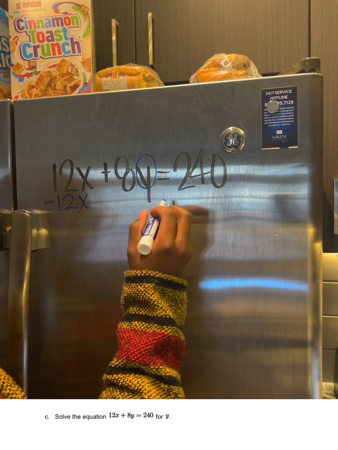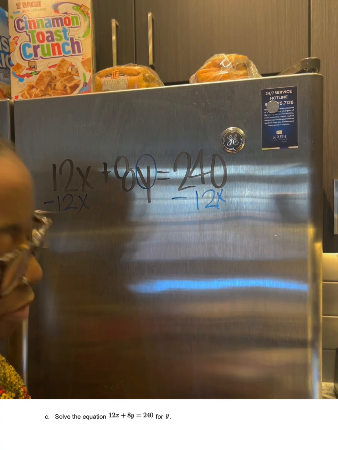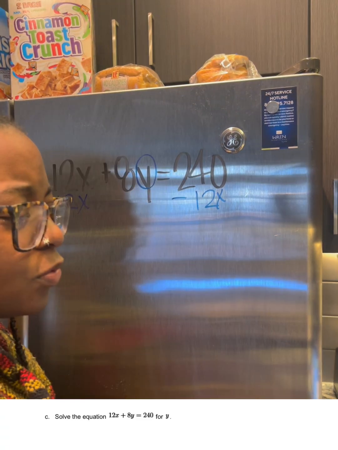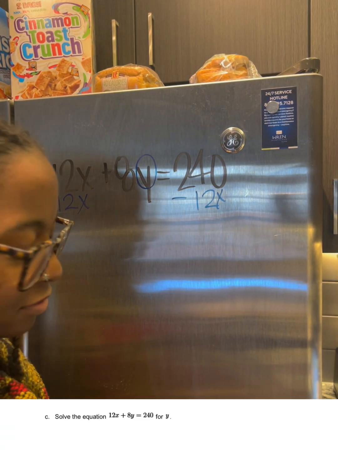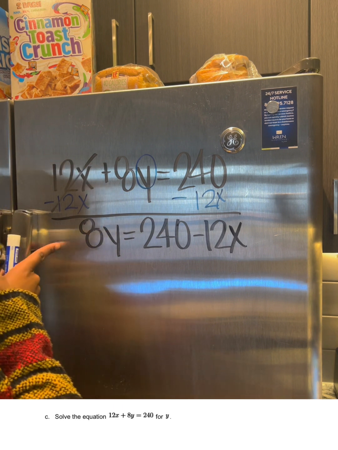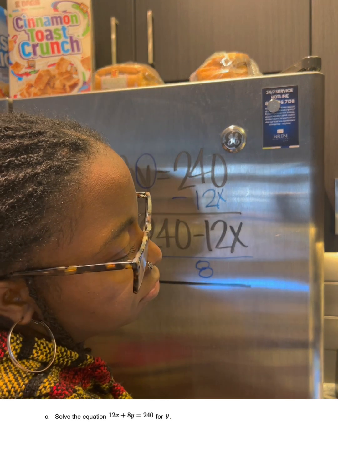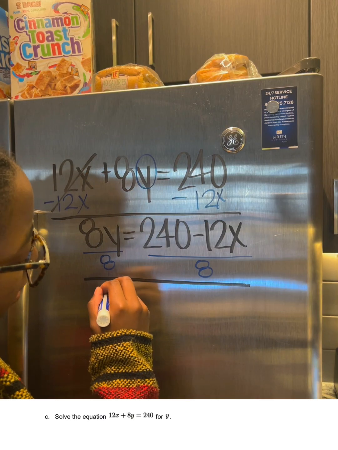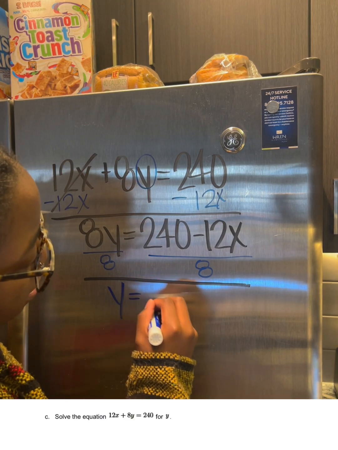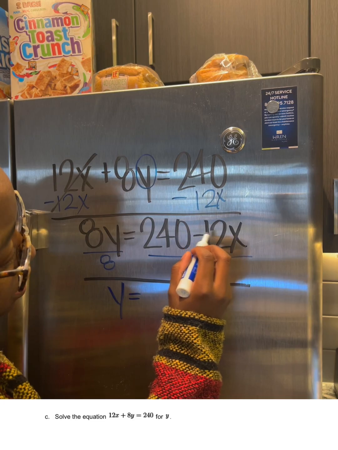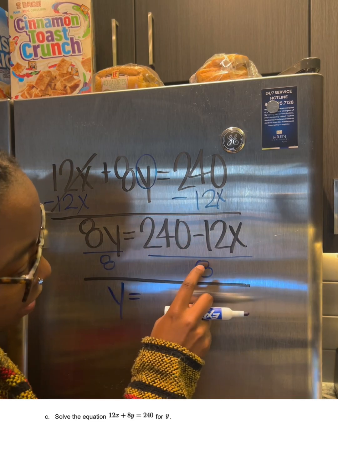Positivo, restar. I hope that's what positive is. Let me look. Ooh, positivo. I still need to get to Y. Como se dice both? Dividir ambos lados. Y equals 240 minus 12x divided by 8.